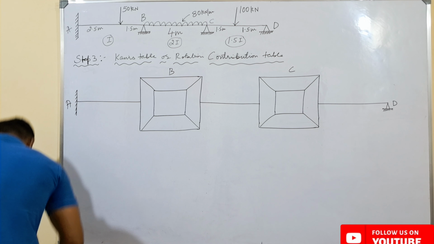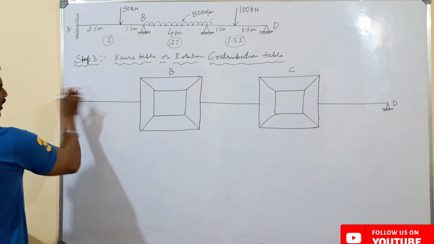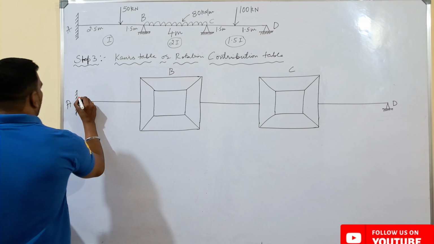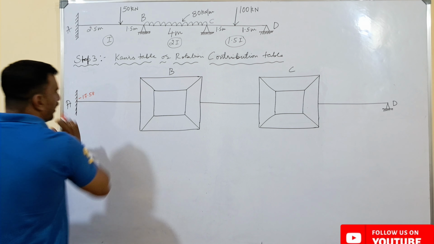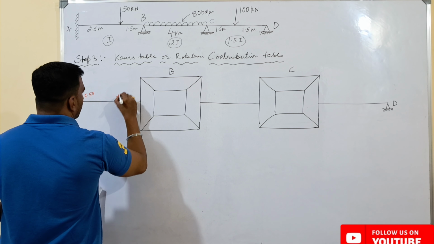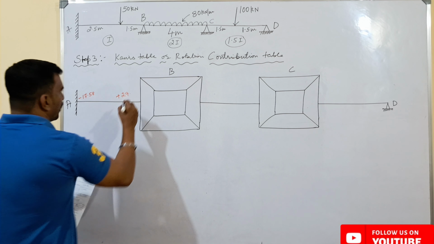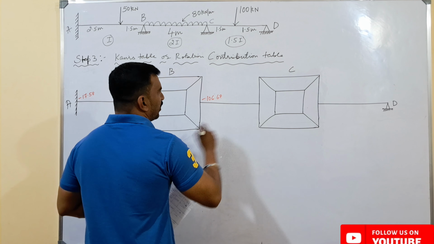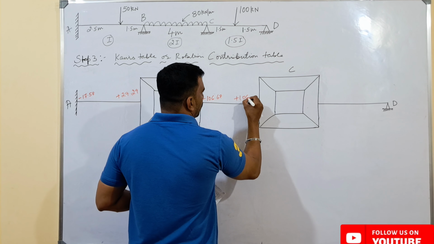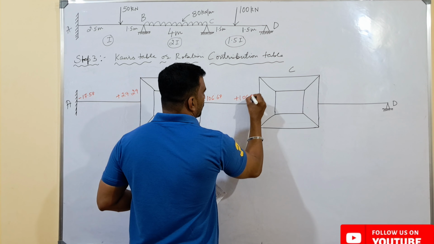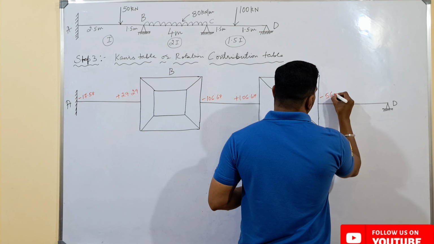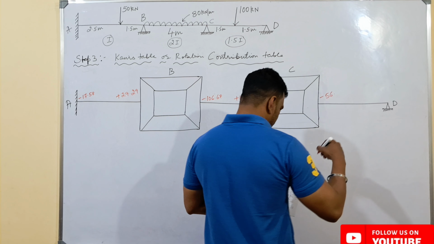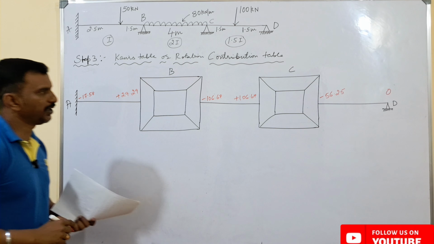Say for example, we have got fixed end moment from A to B, the value was minus 17.58. Similarly, fixed end moment from B to A, the value was plus 29.29. From B to C, minus 106.67. From C to B, it was plus 106.67. From C to D, we have to write the modified fixed end moment, whatever we have got, that is minus 56.25, and D to C it is 0 since it is a hinge support.